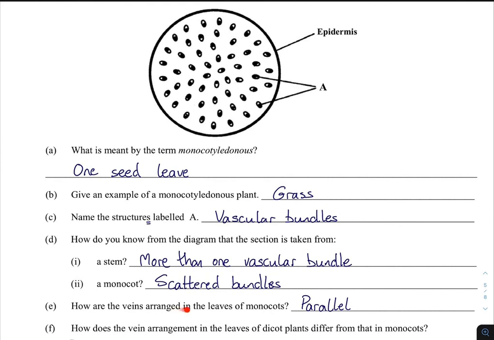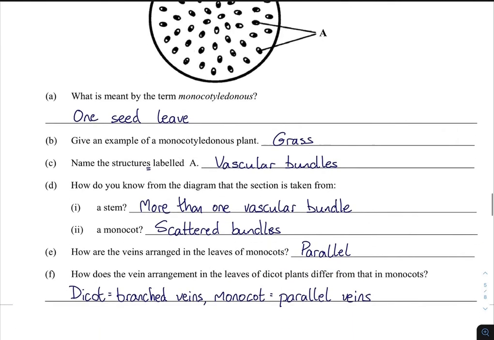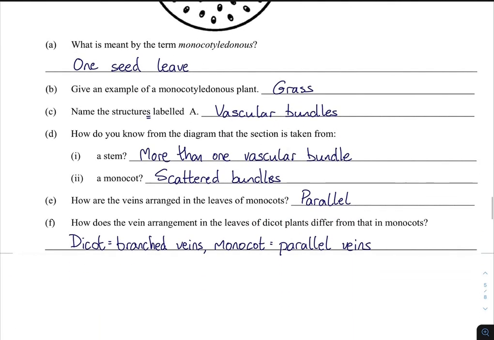How are veins arranged in the leaves of monocots? Well, they're parallel. Think of grass. It's pointy shaped. It's very narrow and pointy. Okay. And how do the veins differ in dicots? Well, for dicots, they're going to be netted or branched or something along those lines, which you can see here. So I did say you do need to know the differences. Again, I would know at least 3 differences because they specifically ask about 1 or 2 of them.